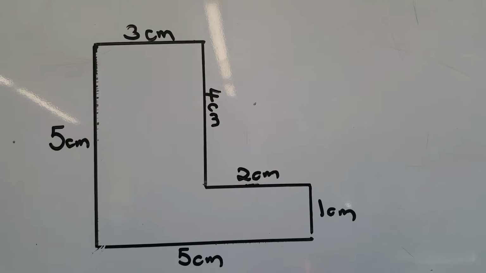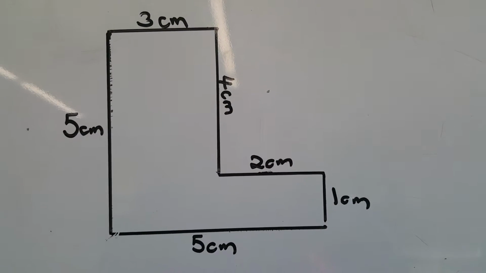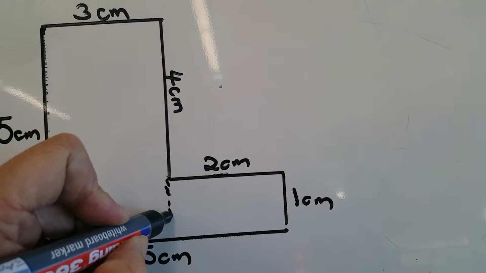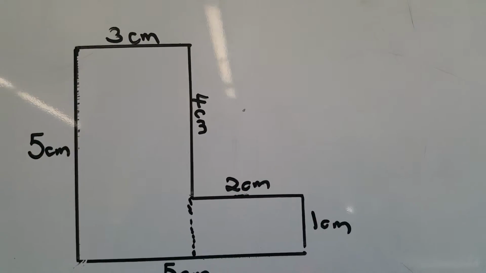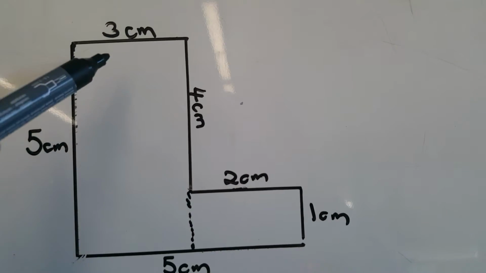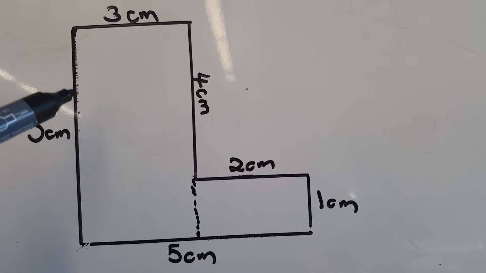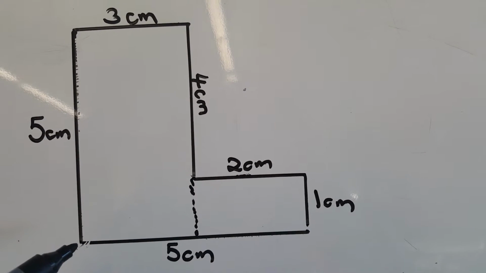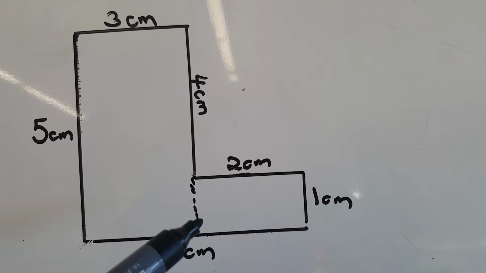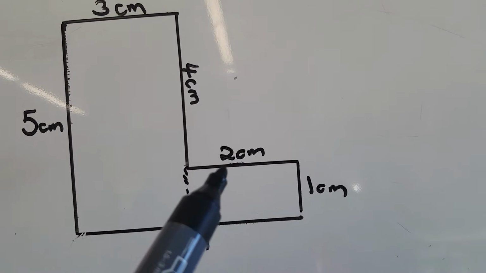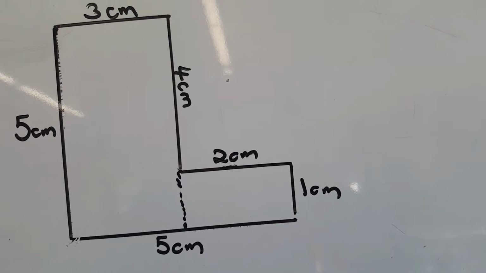So for this shape here, I can see really clearly that if I was to draw a little dotted line down here, still working with the same shape, but now I've got a rectangle that is 3 centimetres wide by 5 centimetres in height or in length. So that's that shape there. But I've also got another one that is 2 centimetres by 1 centimetre.